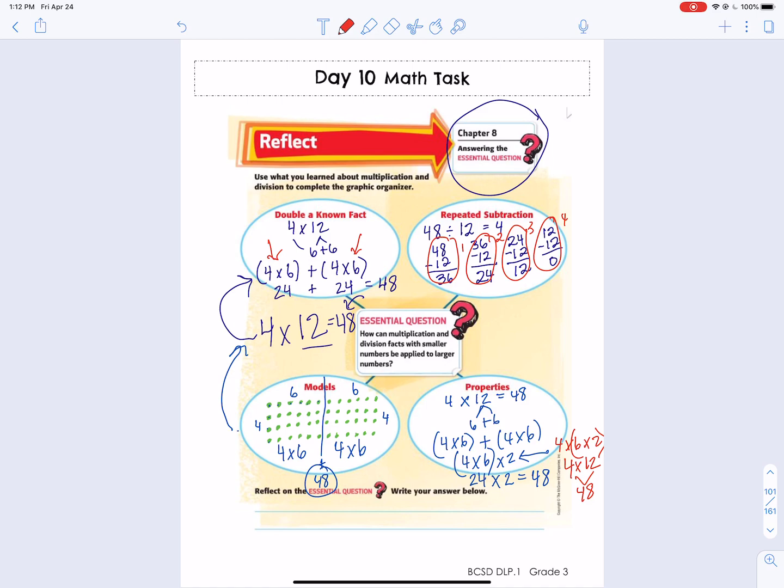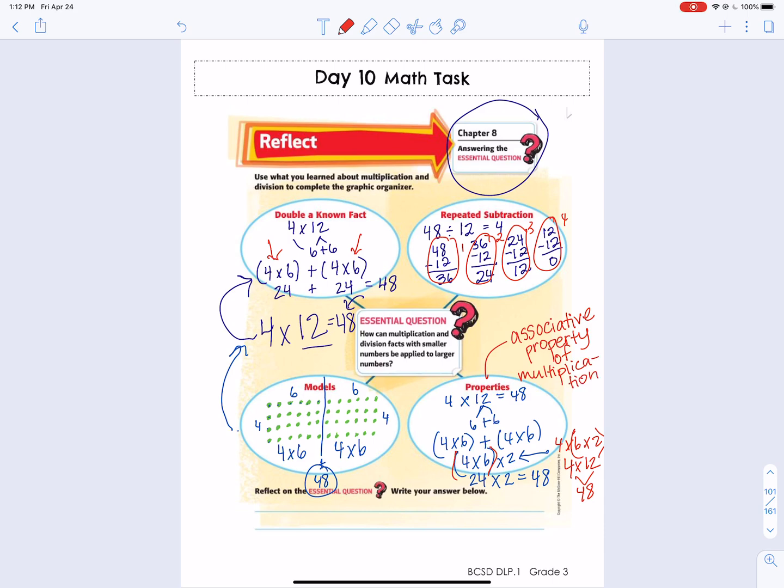So I grouped it 2 different ways. My parentheses are here, around 4 times 6 the first time, and my parentheses are over here around 6 times 2 the second time, but I still get the same answer. So that is a demonstration of the associative property of multiplication. Again, the math pages from earlier in the week didn't really give a good explanation of that.